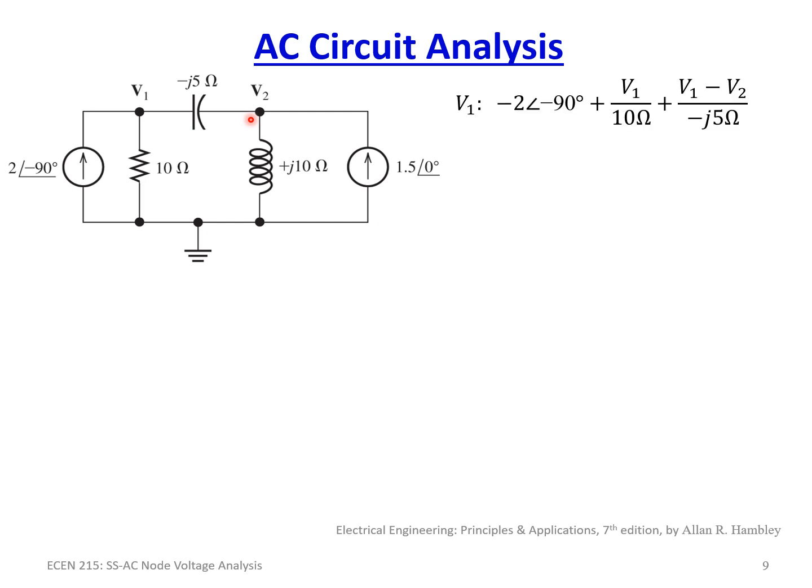So writing that all out, we end up with minus 2 phase minus 90 degrees, so this branch here, plus V1 over 10, plus V1 minus V2 over minus J5. All of that must be equal to 0. And we have V2, similarly: we have the minus 1.5 amps, phase 0 degrees, V2 over J10, and V2 minus V1 over minus J5.